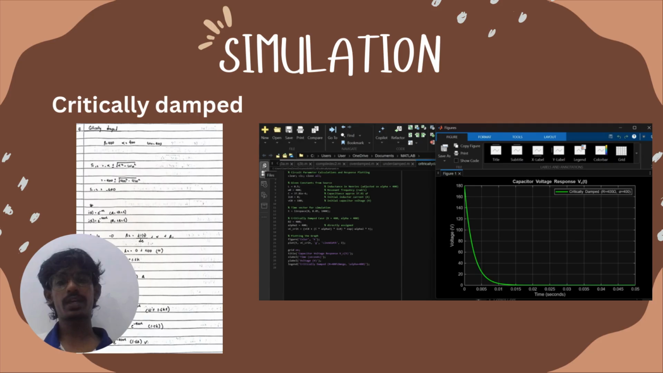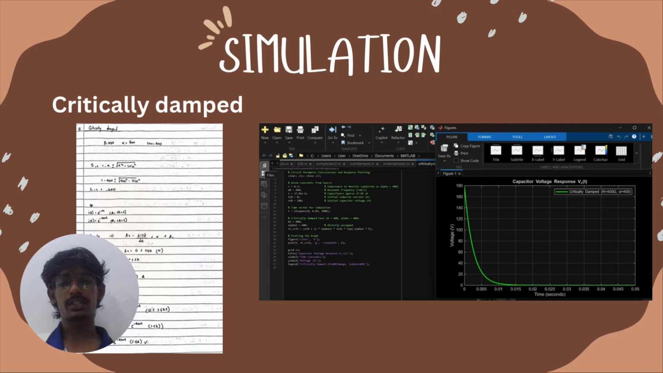So now let's look at the critically damped simulation. Firstly, we are determining the value of R, alpha and omega. R is equal to 400, alpha equals 400, and lastly omega equals 400. We take the values and implant them into the formula, that is negative alpha plus minus square root of alpha power of 2 minus omega power of 2, and we are getting s1 and s2 both the same value, that is negative 400.